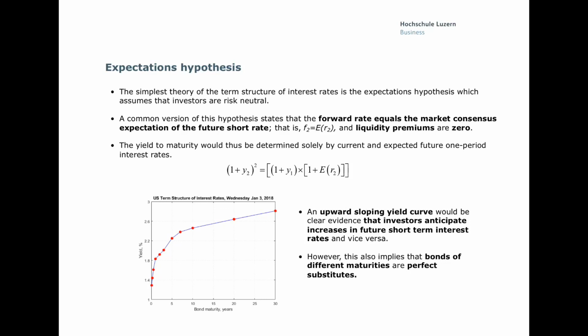Based on the expectations hypothesis, an upward-sloping yield curve, as shown in the graph on the left-hand side, would be clear evidence that investors anticipate increases in future short-term interest rates. Another implication of the expectations hypothesis is that bonds of different maturities are perfect substitutes due to risk neutrality.